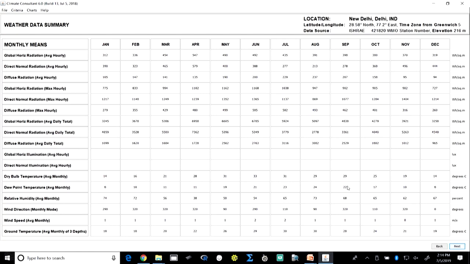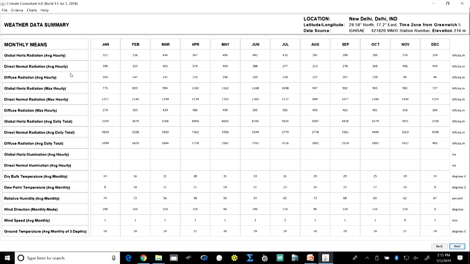So, we have global horizontal radiation, we have direct normal radiation for each of the months, we have diffuse radiation and global horizontal radiation which is maximum. So, maximum, average, average monthly, average daily, average hourly. So, this is what we have for the radiation.